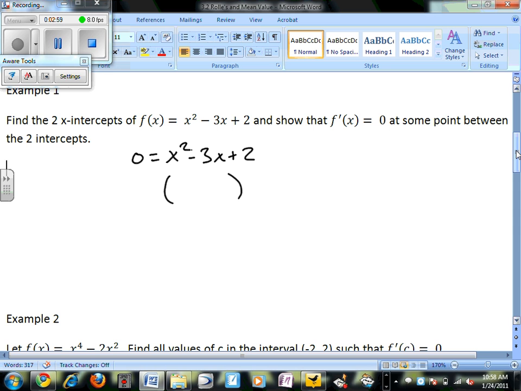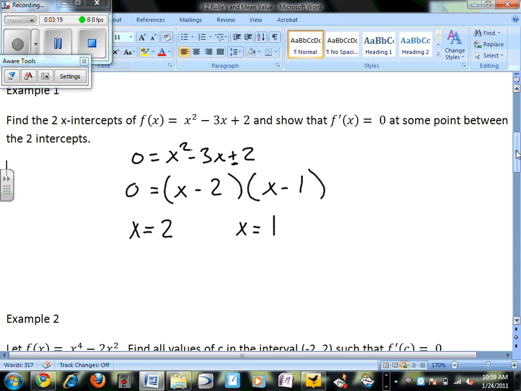We're going to have to factor. Looks like it's going to be x, multiplied to 2, adding up to negative 3. This means same sign. They're both going to be negative. So x minus 2, x minus 1, is what that factors down into. So I know my x-intercepts, where y equals 0, are going to be at x equal to 2 and x equal to 1.